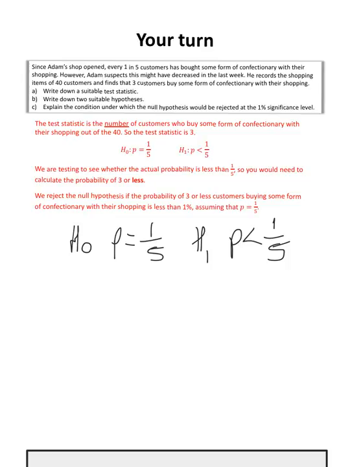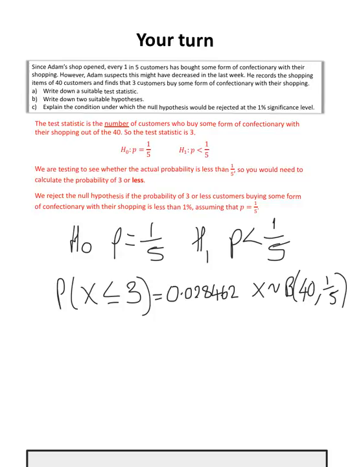So we need to calculate the probability of 3 or less. We can do this now with the binomial distribution. When I work out this probability, we have a binomial distribution, our n is 40 and our probability of success is 1/5. So when I put this into the binomial CD button, I get a probability of 0.028462.